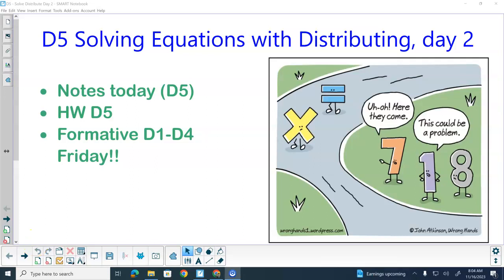Right, so we're in our notes today for D5. We'll have homework D5 tonight, and then tomorrow is formative Friday. Okay? Which is good for you because then there's no homework tomorrow. No homework for the weekend. And then we'll come back next week, and on Monday we'll do some D6, and then on Tuesday we'll play some bingo, and then we're off Wednesday, Thursday, and Friday.